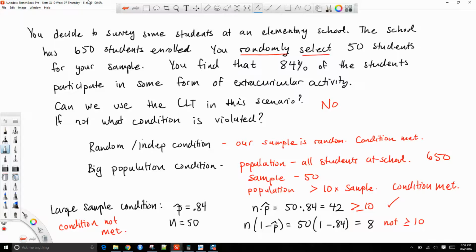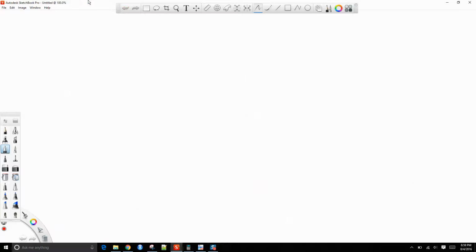All good? All right. So let's do our first bit of inference here. Okay, and we're going to take a look at confidence intervals.